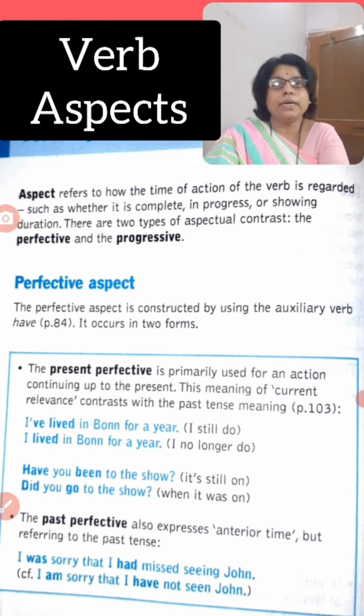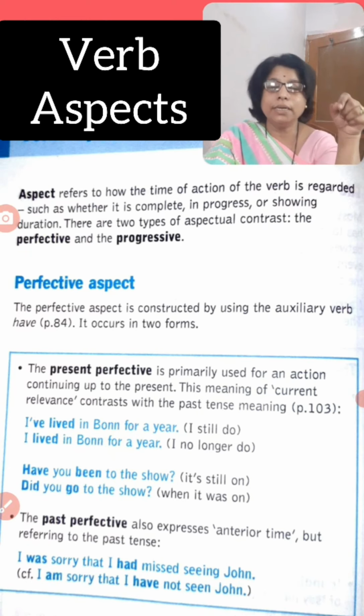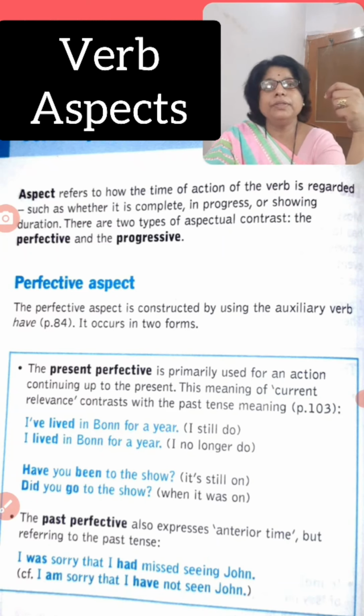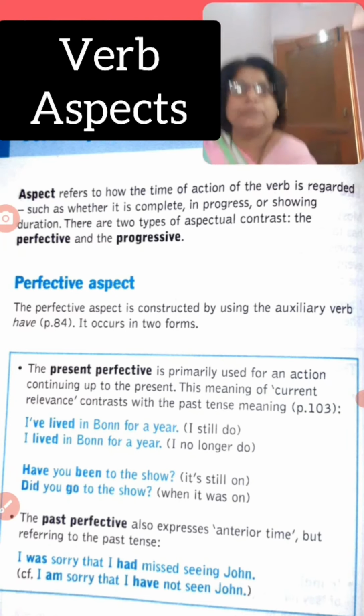Mainly there are two types of aspects in English: perfective aspect and the progressive aspect. Now, what is perfective aspect? The perfective aspect, or perfect aspect, is formed, it is constructed with the help of the auxiliary verb have, right? So have is the crucial element in the formation, in the construction of the perfective aspect, right?